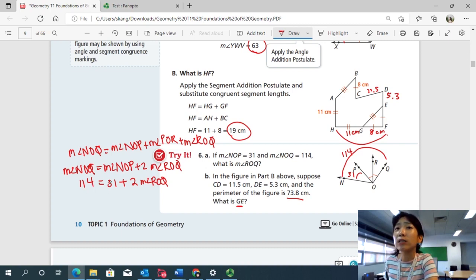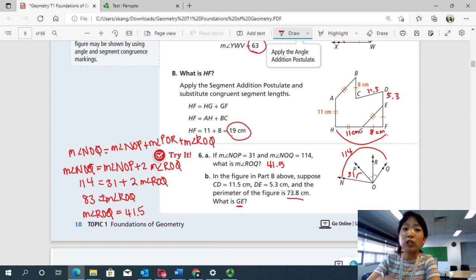That's the angle measure that you need. So then you solve it. 114 minus 31 is going to be 83, right? And that's 2 times measure of angle ROQ. And so measure of angle ROQ is 83 divided by 2, which is simply 41.5. So the answer is 41.5. All right, what about GE?